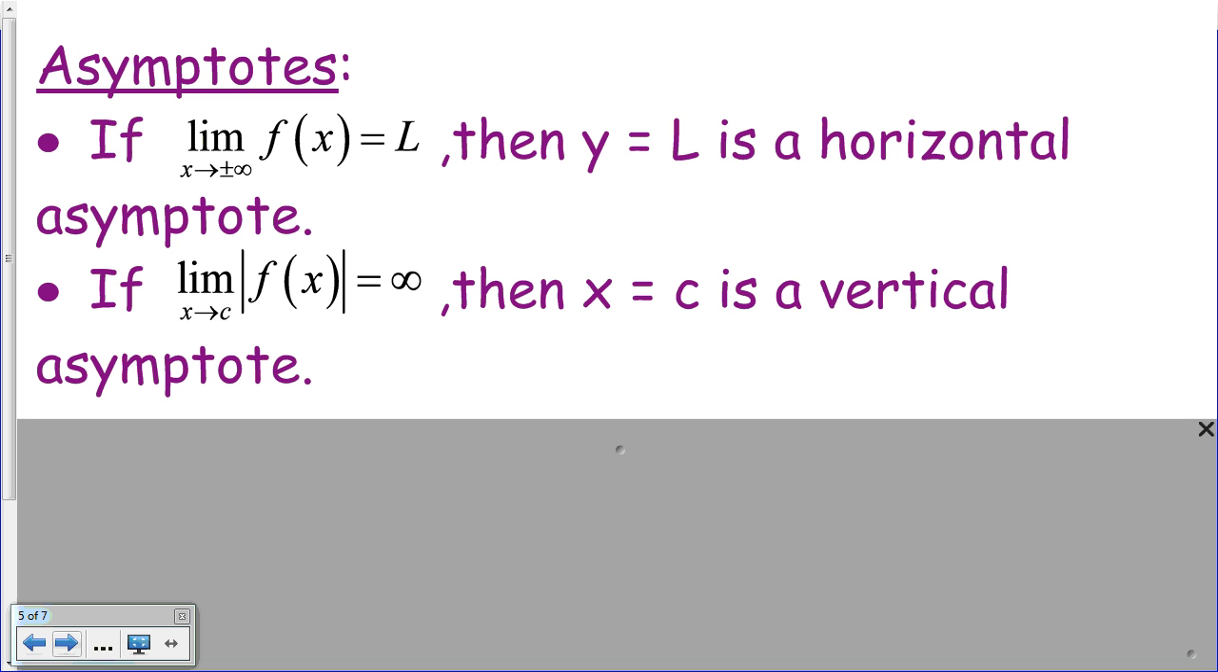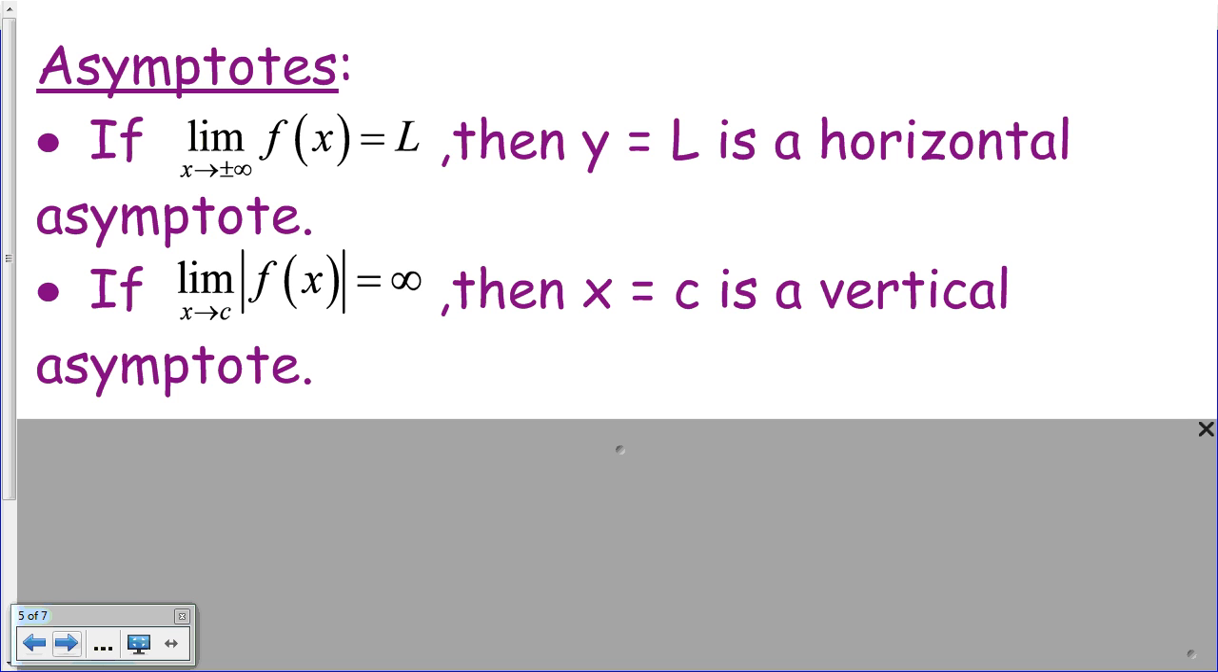In fact, this is the way that we're going to show that we have horizontal asymptotes on a function, by looking at the limit as x goes to positive infinity, as well as the limit as x goes to negative infinity. Both of those will tell us whether or not we have horizontal asymptotes.